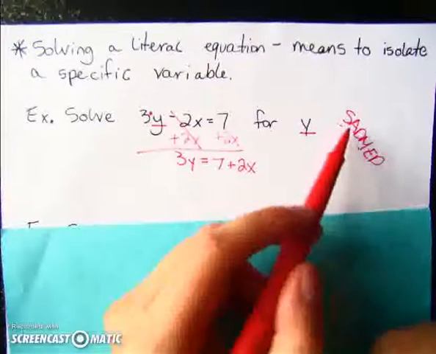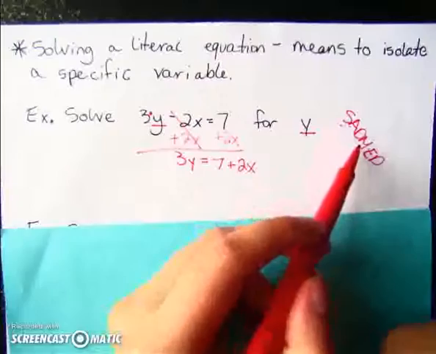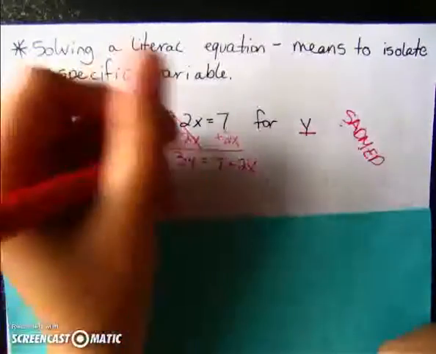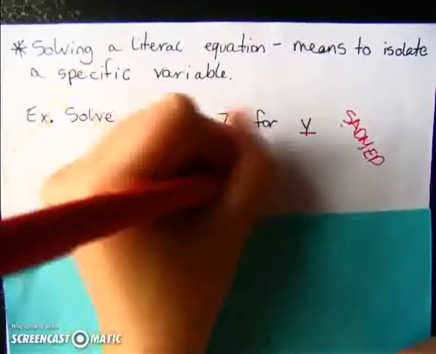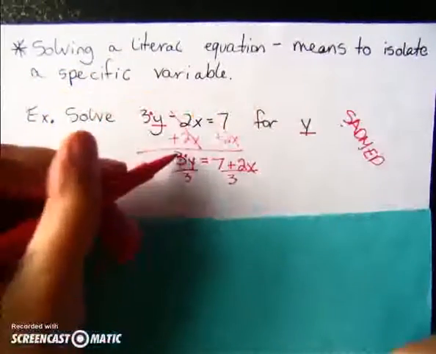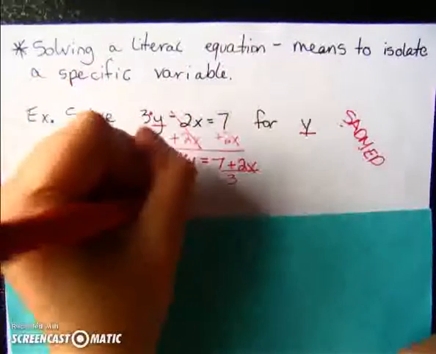All right, no more addition subtraction to do, but I do have some multiplication division. I am multiplying 3 by y. How do I undo multiplying by 3? I divide by 3. Okay? 3 divided by 3 gives me 1, so I'm just left with y.